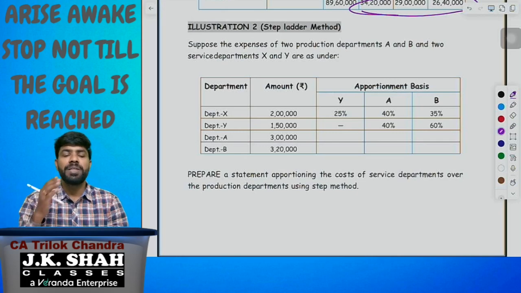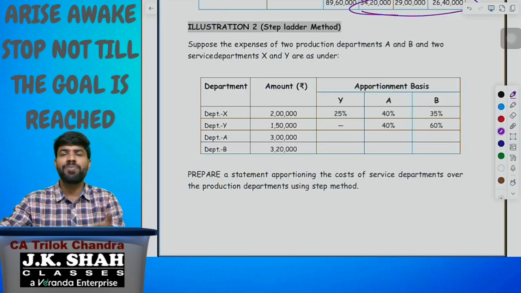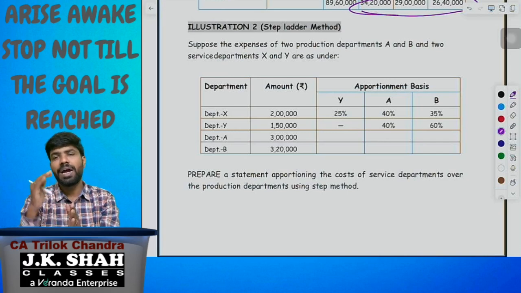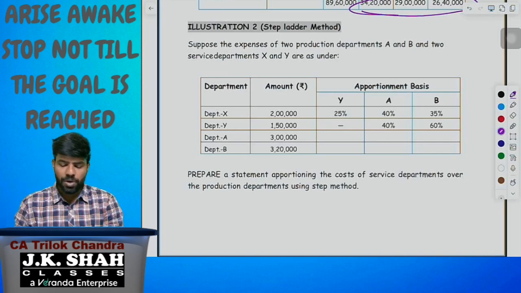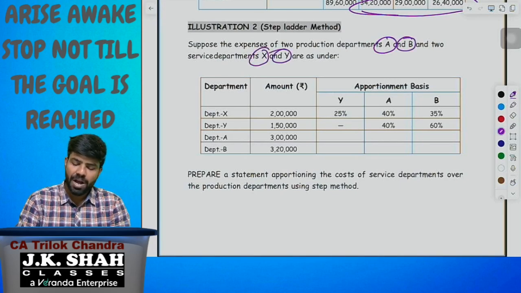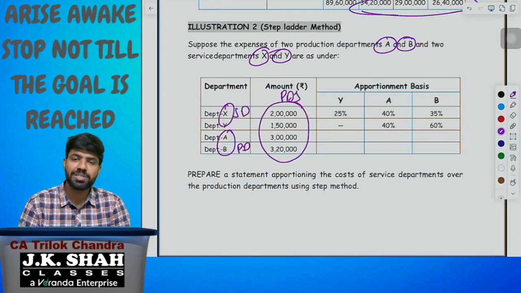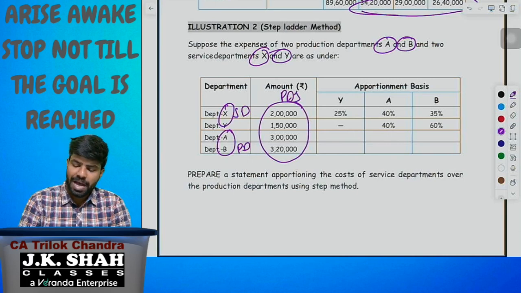The sequence depends on this: the service department providing service to the larger number of service departments will be apportioned first, and then in the same order. Look here. Suppose the expenses of two production departments A, B and two service departments X, Y are as under. A, B are production departments and X, Y are service departments, and they have given the amounts. This is the primary distribution summary.